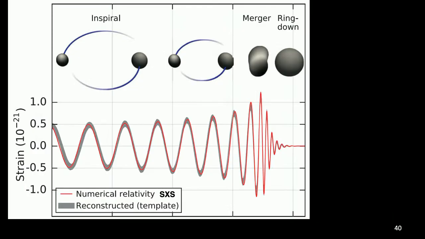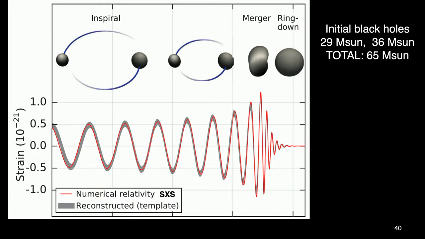And by doing that tuning of the masses and spins, primarily the masses, to get a good match, we were able to conclude, or the LIGO-Virgo team of data analysts was able to conclude, that the initial black holes were 29 and 36 solar masses for a total of 65 solar masses. The final black hole was 62 solar masses.